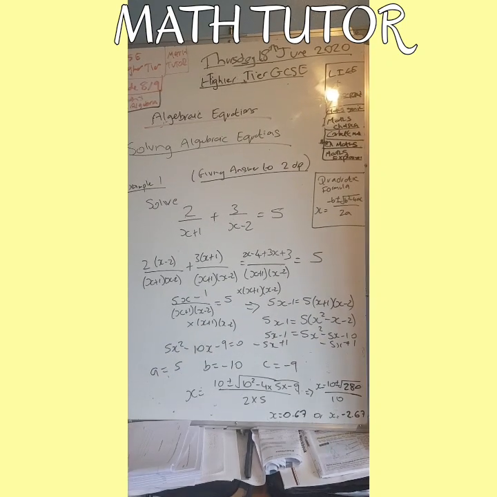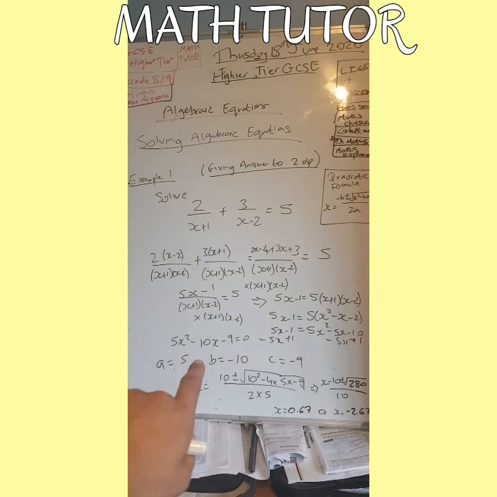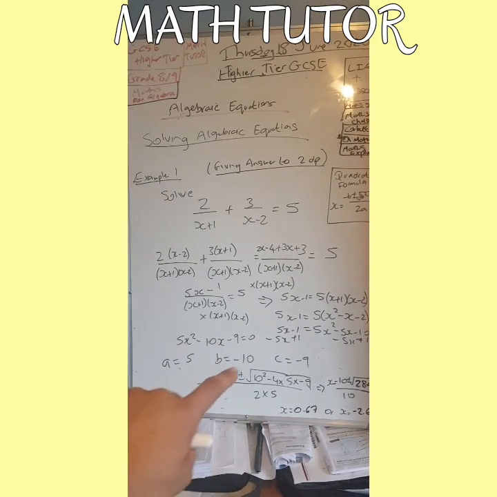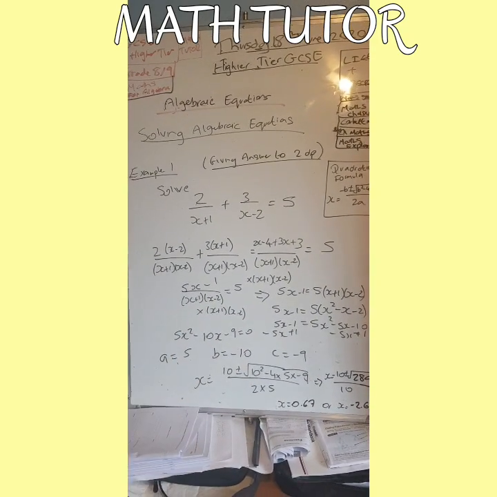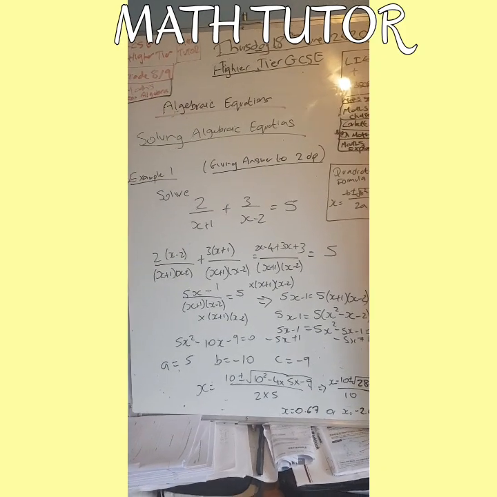Minus 5x is minus 10x. Minus 10 plus 1 becomes minus 9. So I get 5x squared minus 10x minus 9 is equal to 0.